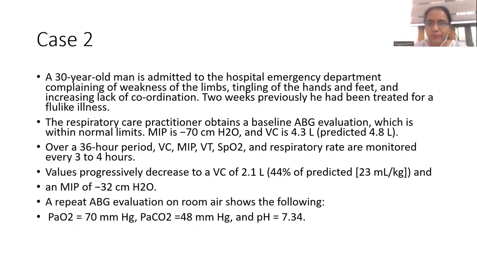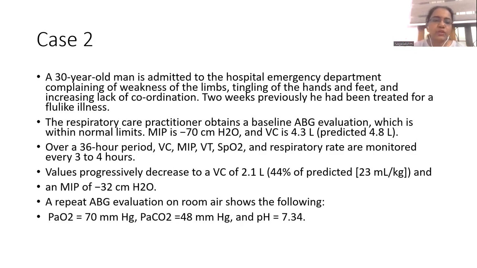The second case is a 30-year-old man who is admitted to the hospital emergency department and complains of weakness of limbs, tingling of hands and feet, and lack of coordination. Two weeks prior, he had been treated for a flu-like viral illness. The respiratory care practitioner obtains a basal ABG value and respiratory mechanics, which were initially within normal limits. That is, maximum inspiratory pressure is minus 70 centimeters of water, and the vital capacity was 4.3 liters against a predicted 4.8 liters.